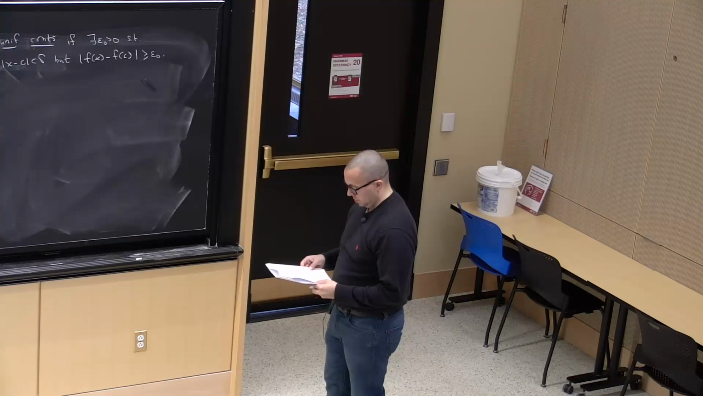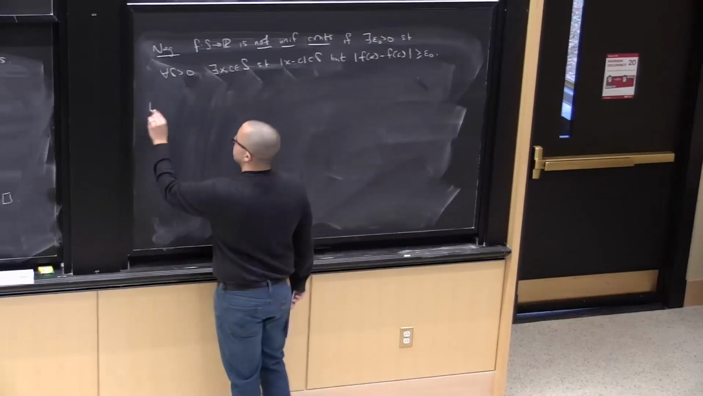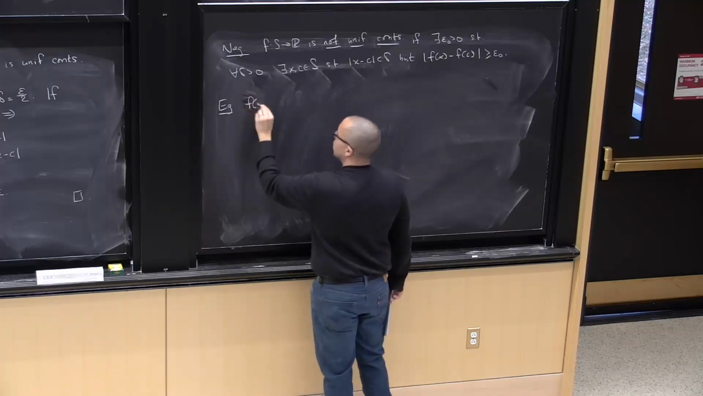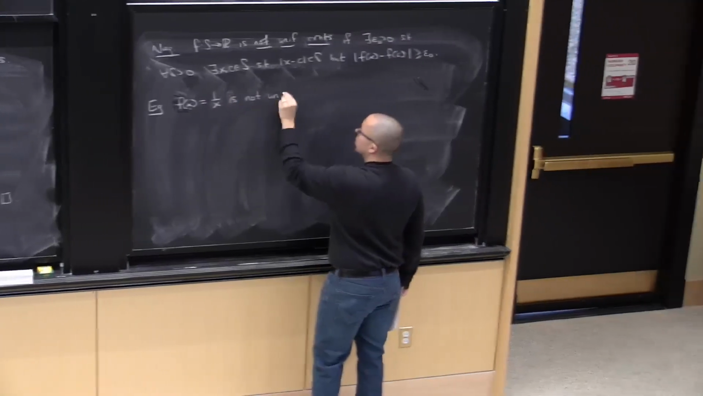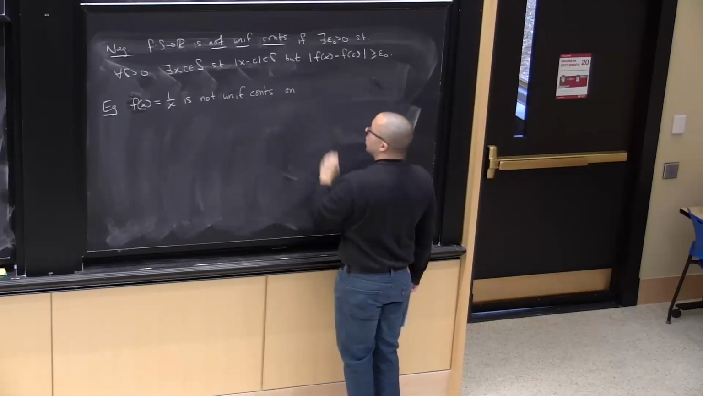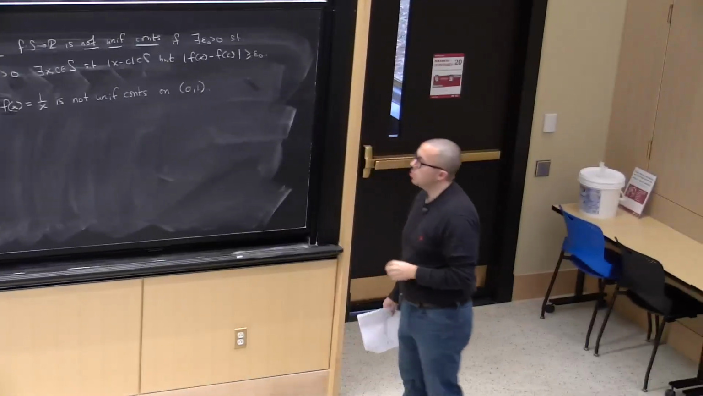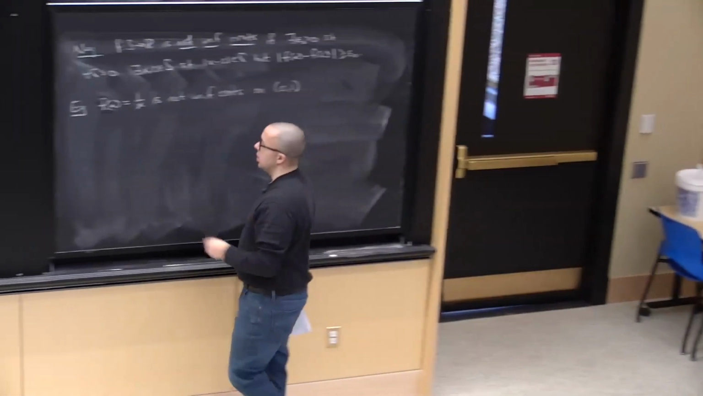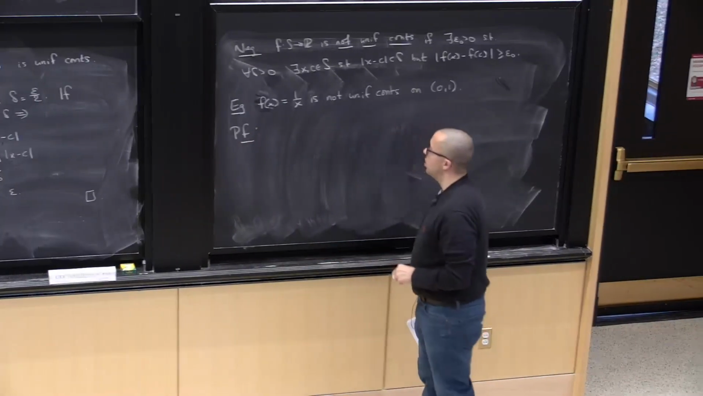So let's revisit 1 over x. This is not uniformly continuous on the open interval 0, 1. So you see that this function is continuous, but it's not uniformly continuous. All right? So we just proved that a minute ago that it's continuous. So let me now give you the proof that this function is not uniformly continuous.